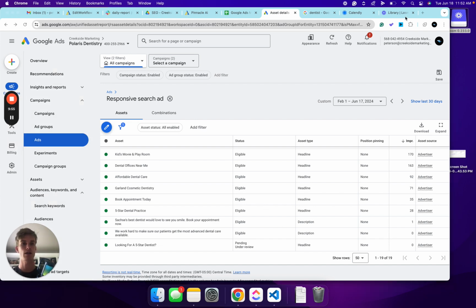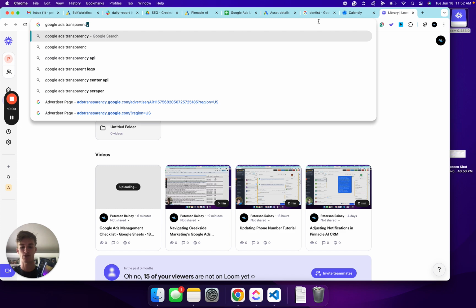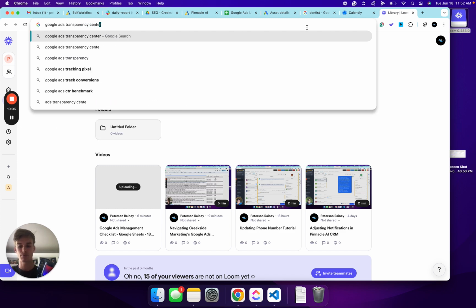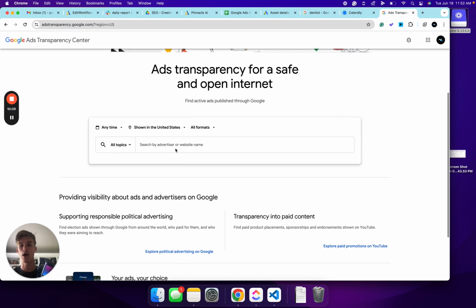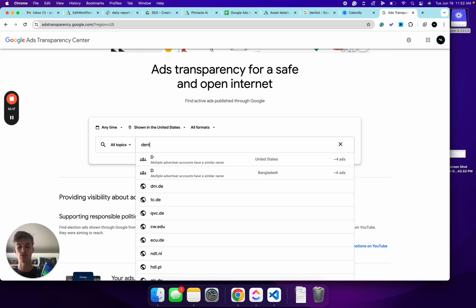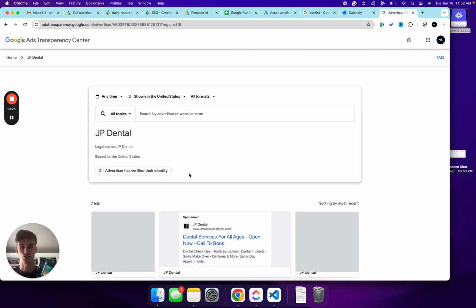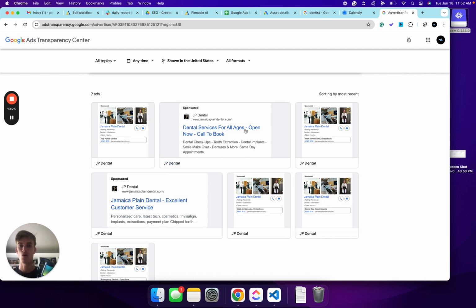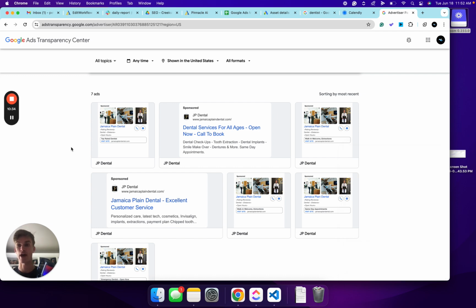Another thing you can do to find headlines is go to the Google ads transparency center. Go here, and you can type in your competitors to see what headlines they are using that seem to be performing well. Typically, their best performing ads are going to show up here. So what we can look is dental, and we will choose, let's see, JP Dental, and we can see what type of headlines that they are using. And so this is another way you can find headlines to test out inside your own ad campaign.